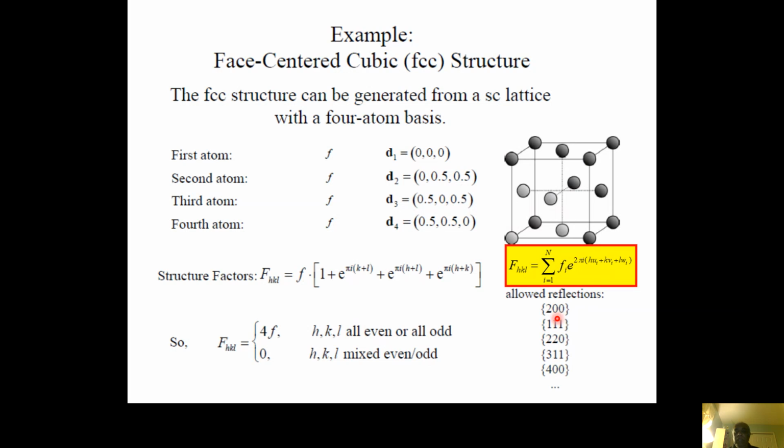So for example, these are correct ones, right? 2, 0, 0, 0 we consider as even, so you will have all even. Here 1, 1, 1, they're all odd. Here this is all even. Here this is all odd. Here this is all even. You cannot have something like 2, 1, 0, because then 2 is even, 1 is odd, this is a mix, right? So that's not allowed. So please remember, if you have an FCC structure, HKL all have to be even or all have to be odd, no mixing.